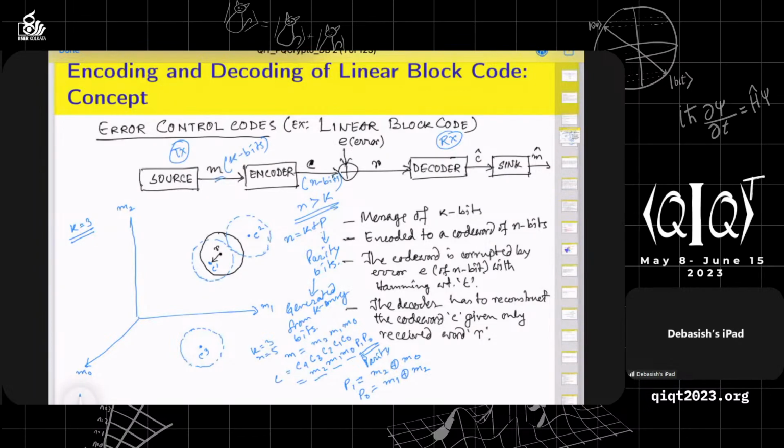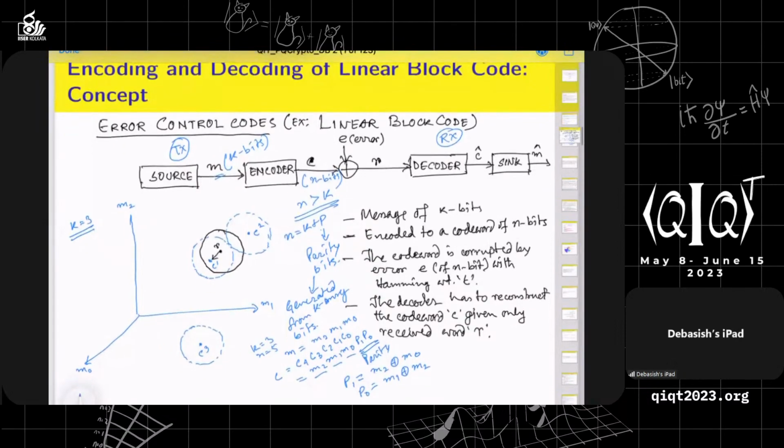Okay. Now, I don't know how much background you have, but this is the basic idea of error control codes, explained in a nutshell. Is there any question?